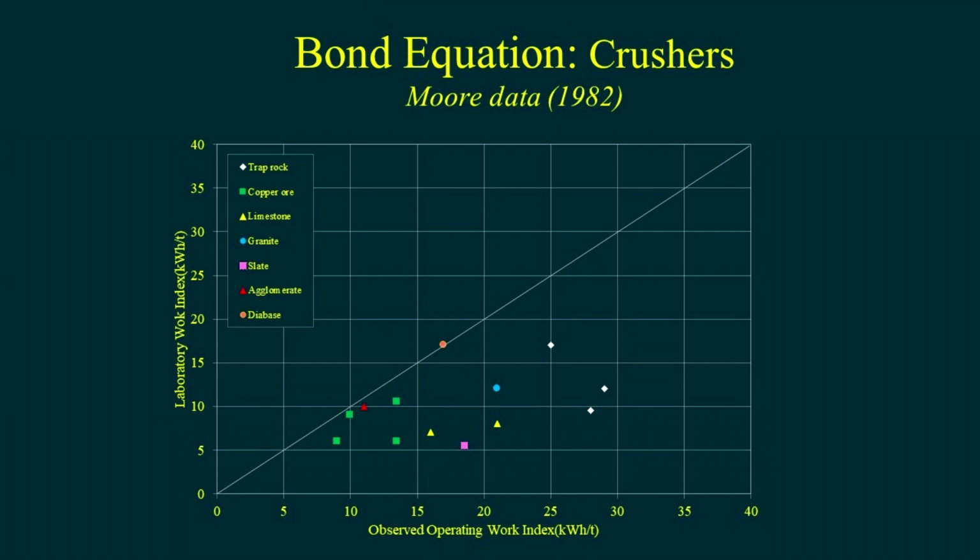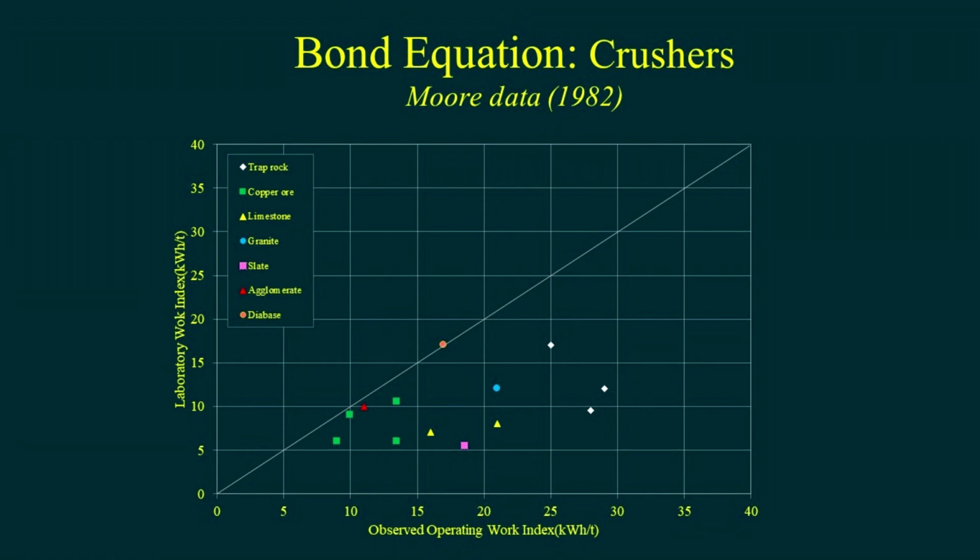And clearly, they're not. Now, it's interesting. Bond worked for a company called Allis Chalmers, which some of you may have heard of. Allis Chalmers was bought up by a company called Svedala. Svedala was bought up by a company called Metso, but Metso's history can be chased back to Allis Chalmers. Allis Chalmers was one of the biggest and most important crusher and mill manufacturers way back, and Bond worked for them. Shortly after Bond left, Allis Chalmers disowned the crushing work index test. They basically said, this is not a very good test, and they developed another one.